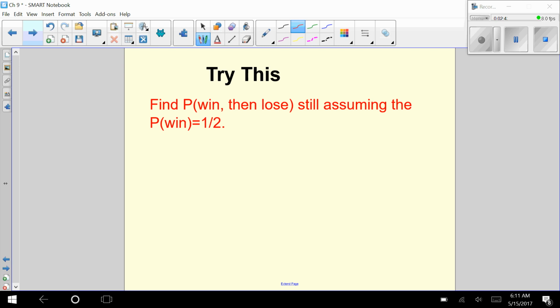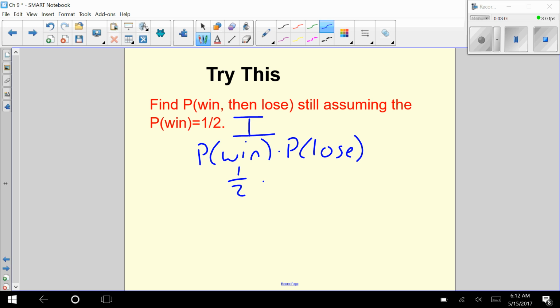Try this one. Find the probability of winning and then losing, still assuming that the probability of winning is 1/2. So these are still independent events. We now just take the probability of winning times the probability of losing. So the probability of winning is 1/2, and in a game you either win or lose. So the probability of losing is 1/2. So our probability is 1/4.